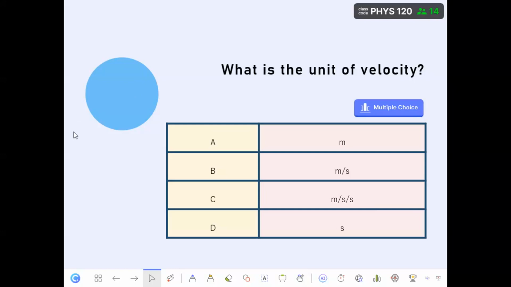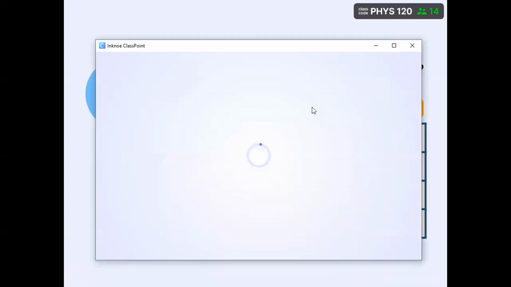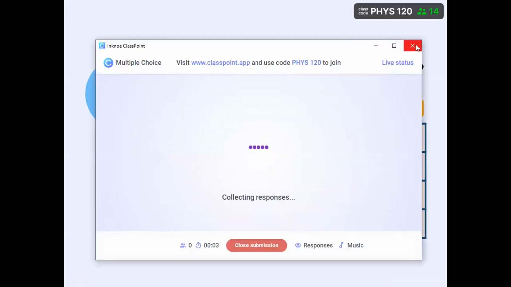Okay, so we start with one question. What is the unit of the velocity? You can just go ahead and use your cell phone. Just select the right answer.